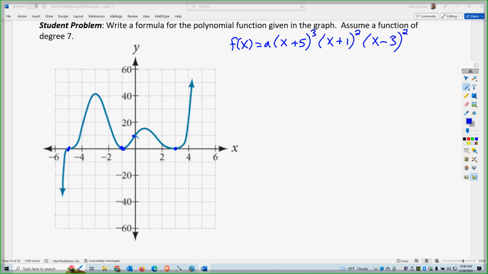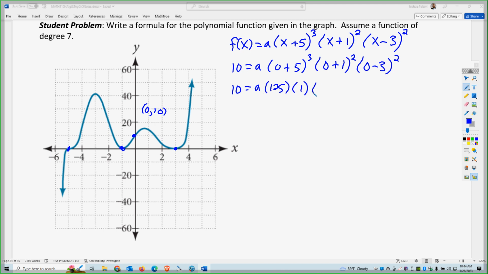So we need a coordinate now. I can pick any coordinate I want, but again, the y-intercept is the easiest one to do. It's less work with the 0. So 10 equals a times 0 plus 5 to the third, 0 plus 1 squared, and 0 minus 3 squared. So 10 equals a times 125 times 1 times 9, because you squared 3, right? So 10 equals a times 1,125. So a equals 10 over 1,125. That's a common factor of 5, right? So it's 2 over 225.